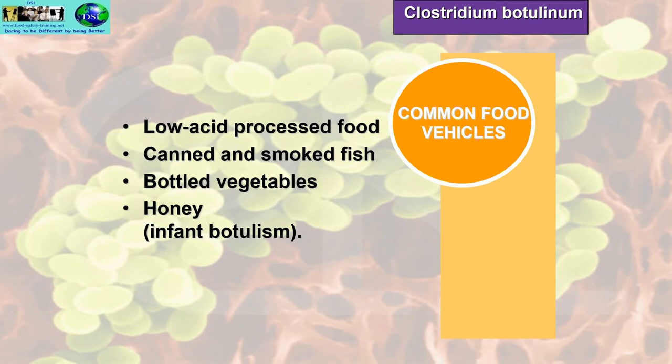Honey is a very natural product. It's not heat processed or preserved in any way, shape or form. And it can contain Clostridium botulinum spores, which if you give to an infant, that's any child under 12 months, these spores can germinate within the infant's stomach, because the stomach hasn't really developed any sort of acid reaction yet. So the spores can germinate and then release the poison, which will result in infant botulism.